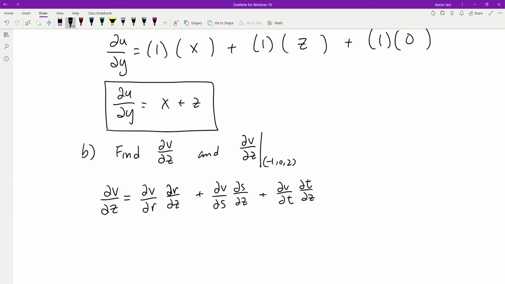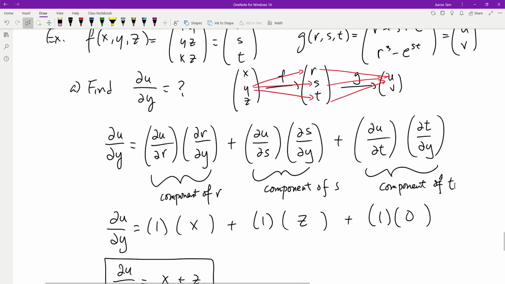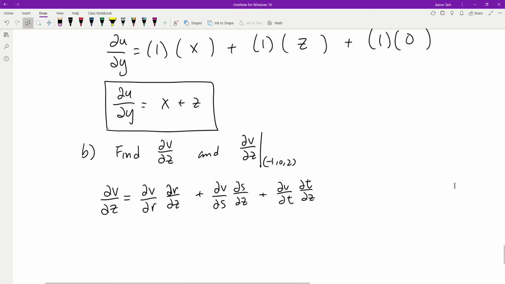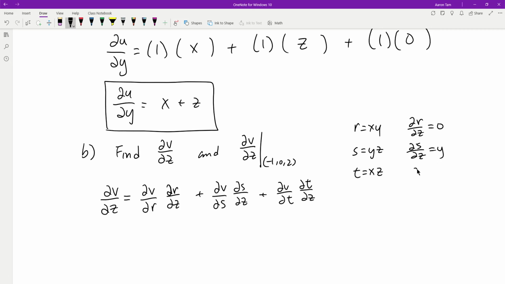When we did the last example, I didn't have time to write this out, so I'm going to write them out. R is xy, S is yz, and T is xz. Therefore, the derivatives we need are dr over dz, which is 0, ds over dz, which is y, and dt over dz, which in this case is x. All right, so those are good.